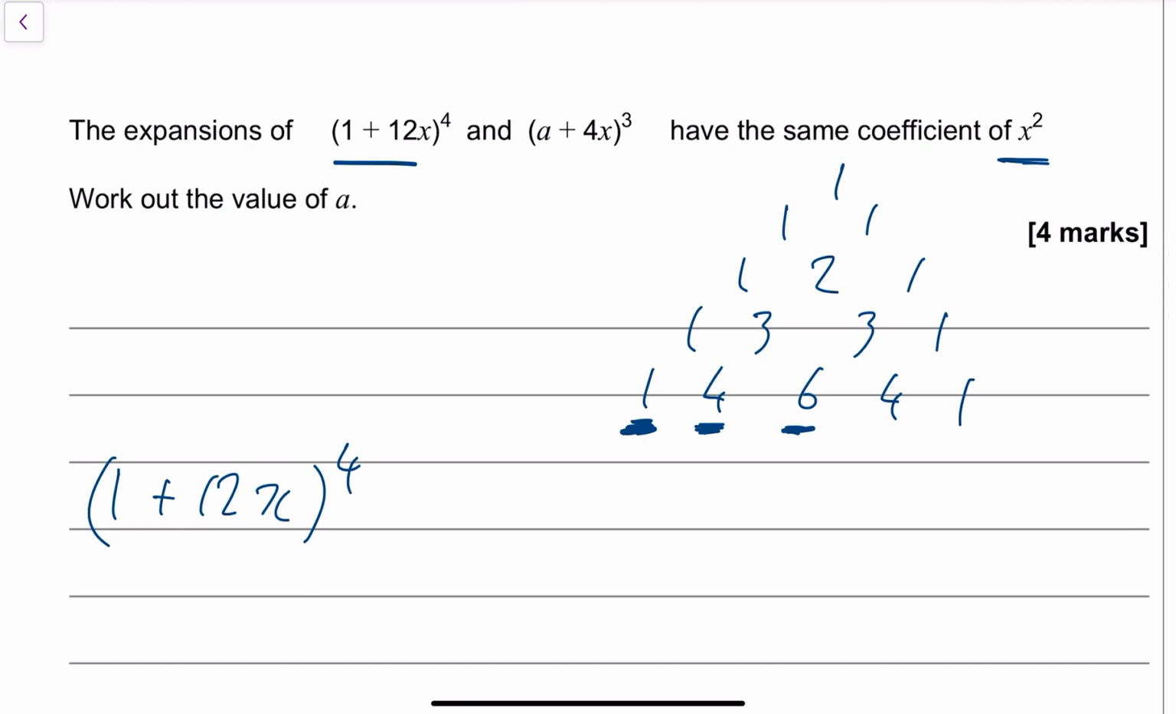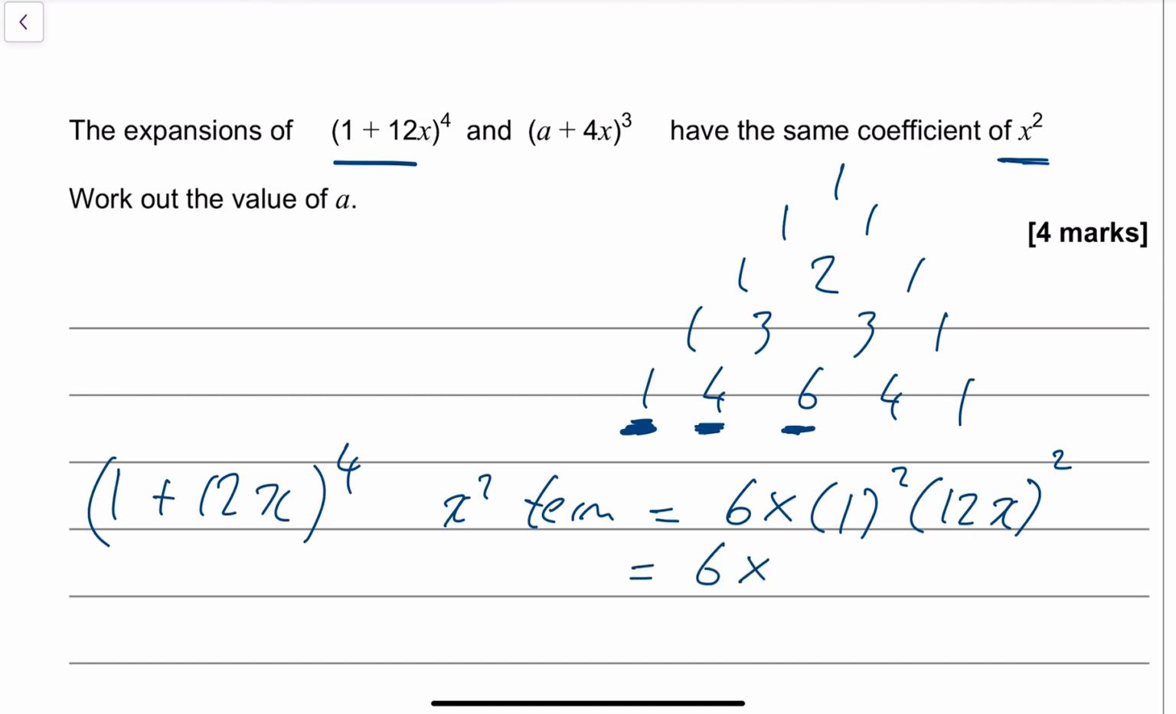6 would be in front of the x squared term, and we'll have to look at this. So the x squared term would be equal to 6 times 1 squared times 12x squared. So that's going to be 6 times 12 squared, 144, times x squared.